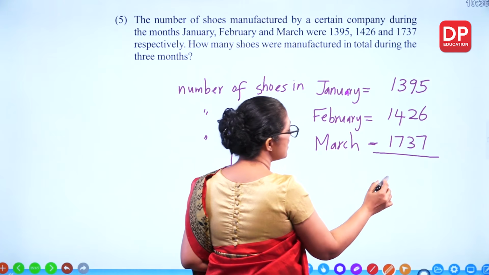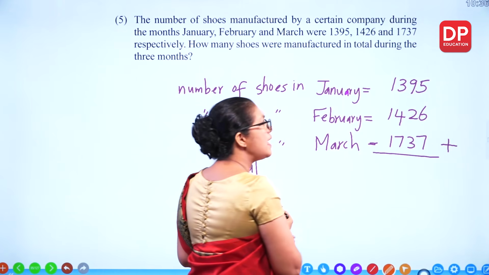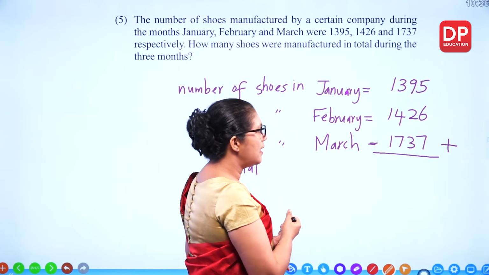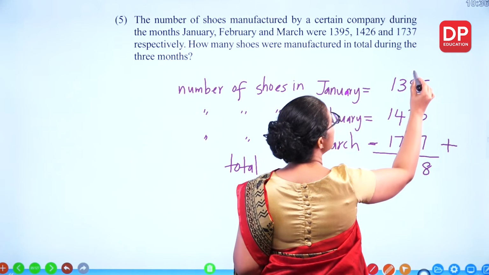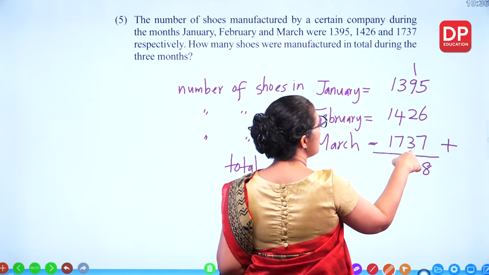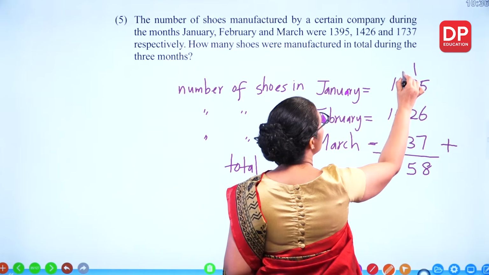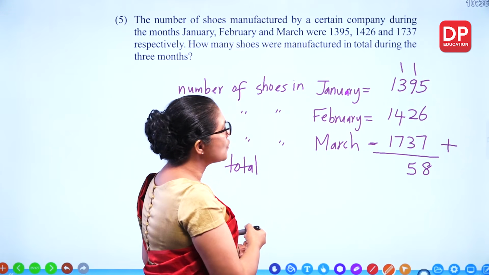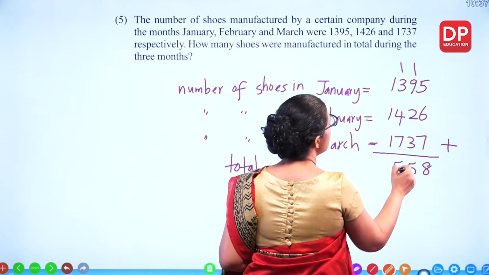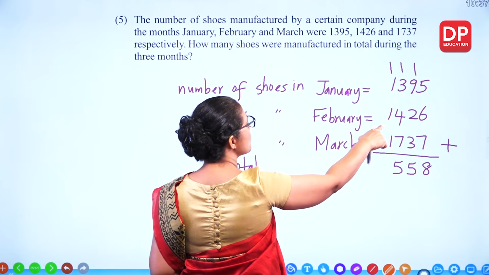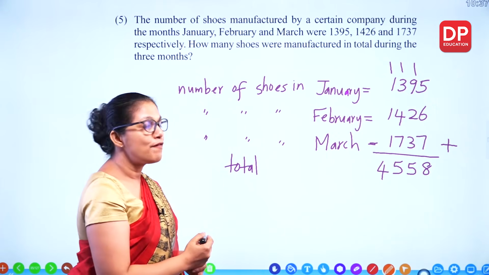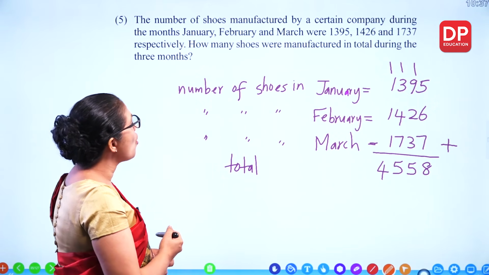Total number of shoes is addition of all three numbers. So add it. 6 plus 5, 11. 11 plus 7, 18. And 1 you take it there. 10 plus 2, 12. 12 plus 3, 15. And 1 you take it there. 4 plus 4, 8. 8 plus 7, 15. Take 1 there. So you get 2 plus 1, 3. 3 plus 1, 4. 4,558 number of shoes altogether.